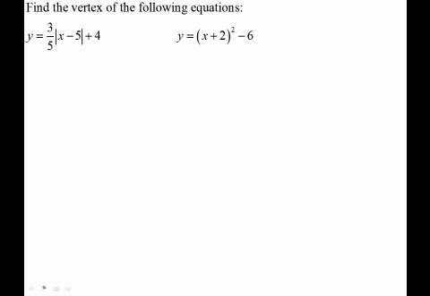These are two separate problems where we have to find the vertex of an equation. This equation is for an absolute value, while this will be for a quadratic or a parabola. I'll show you two ways to go about doing them, one using the formula and one using the calculator. For both of them, it's pretty much the same.